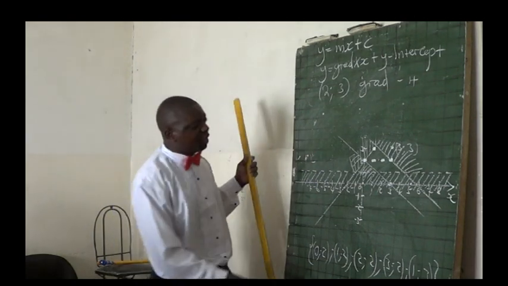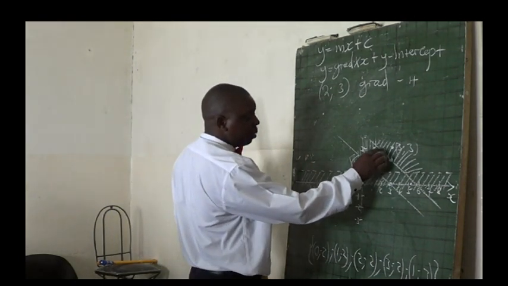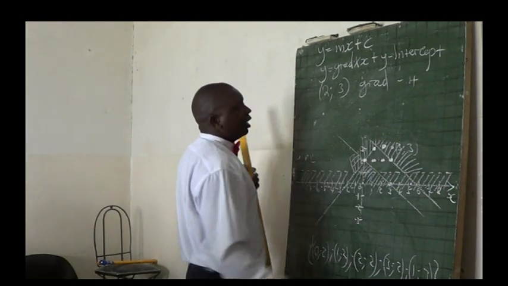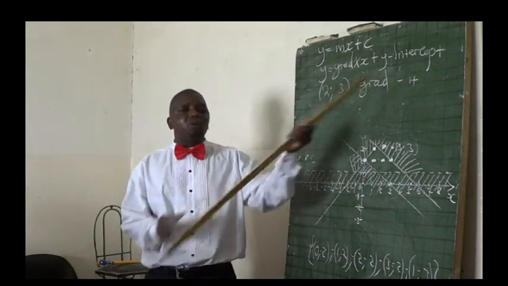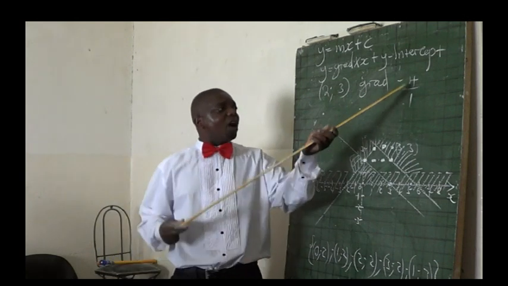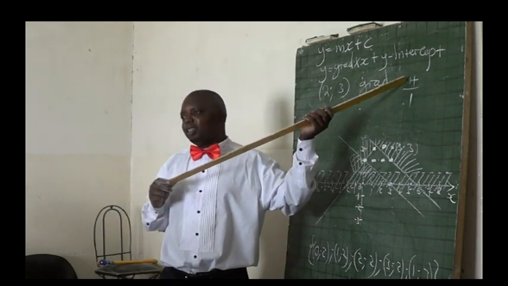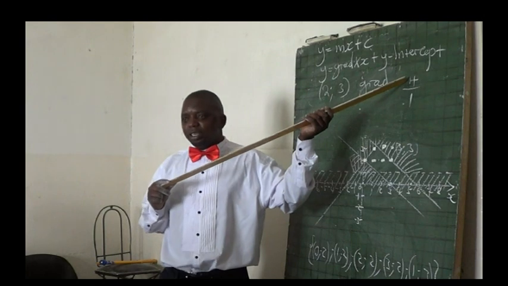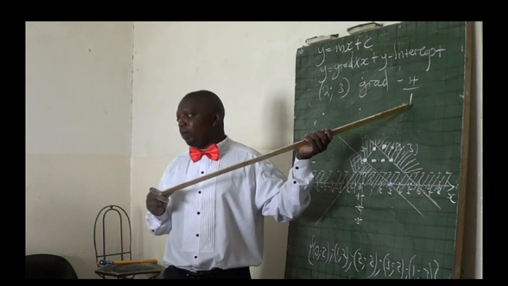So the point (2, 3) is here. Gradient is -4, that is -4 over 1. From the point (2, 3), you count -4 vertically, which means going downwards, and then 1 horizontally.